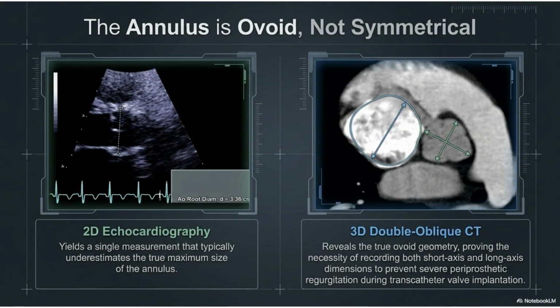The aortic annulus is ovoid, not symmetrical. 2D echocardiography provides a single measurement that typically underestimates the true size. 3D double-oblique CT reveals the true ovoid geometry, necessitating measurement of both short and long axis dimensions.